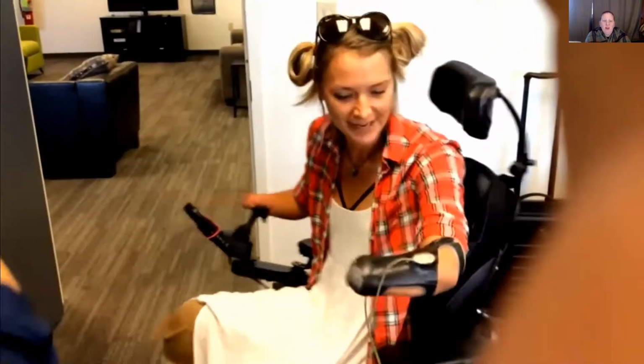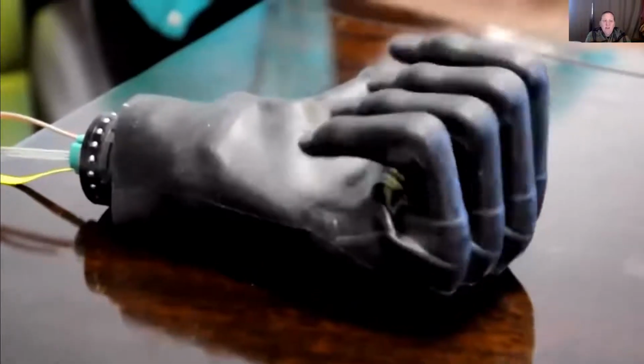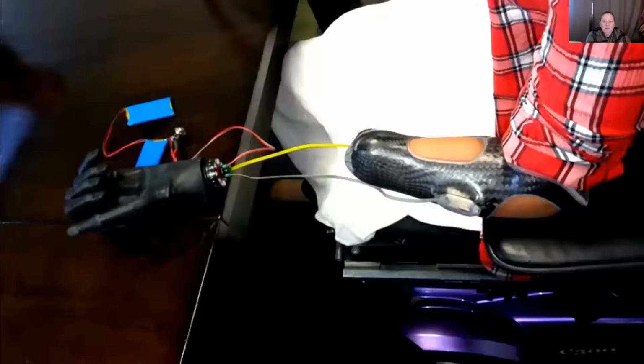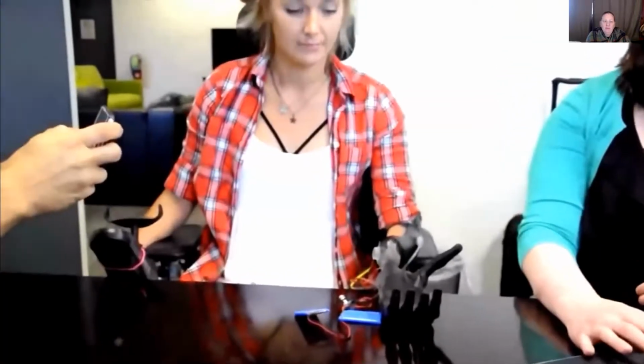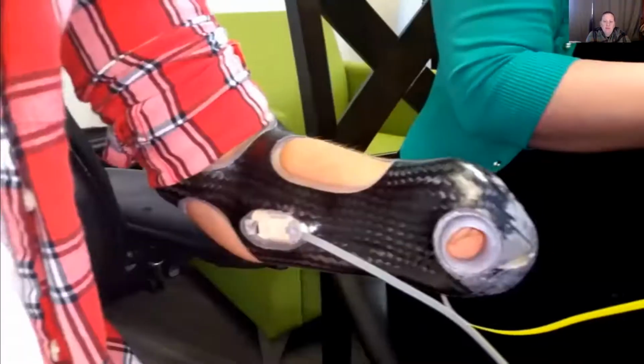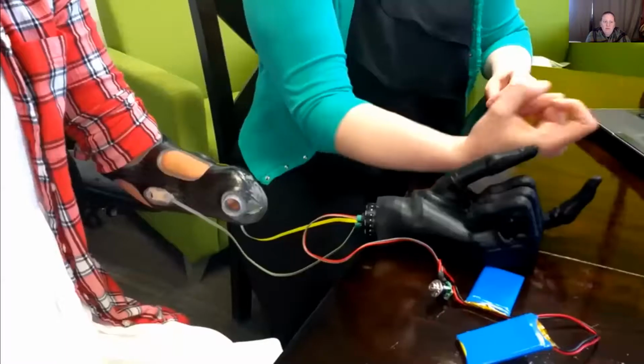If you notice, she also has bilateral lower extremity amputations as well. Pictures in the right spot? Yep, they're super easy. Awesome. Oh, yeah.